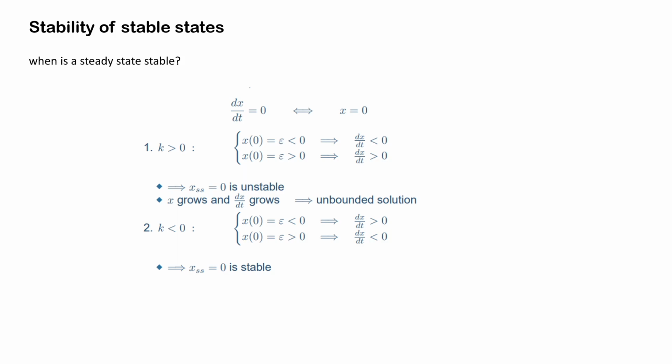So if k is greater than zero, either both have to be negative or both have to be positive, which makes it unstable. Basically x grows and dx/dt grows as well, so there is no convergence. There is no bounded solution for that equation. On the other hand, if k is less than zero, you have one negative and one positive, which makes it a bounded solution, where x equal to zero is stable.